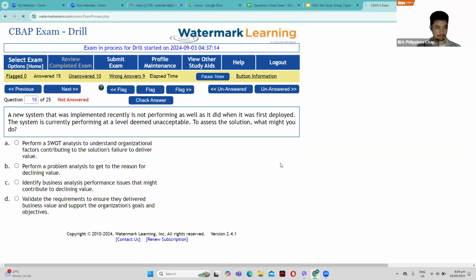Thank you, Donna. A new system that was implemented recently is not performing as well as it did when it was first deployed. The system is currently performing at a level deemed unacceptable. To assess the solution, what might you do? A, perform a SWOT analysis to understand organizational factors contributing to the solution's failure to deliver value. B, perform a problem analysis to get the reason for declining value. C, identify business analysis performance issues that might contribute to the declining value. D, validate the requirements to ensure they deliver business value and support the organization's goals and objectives.